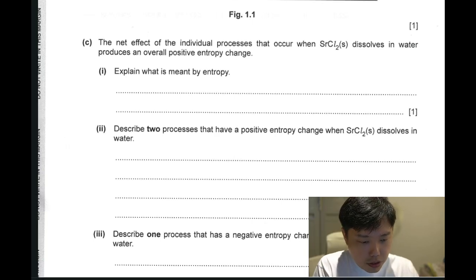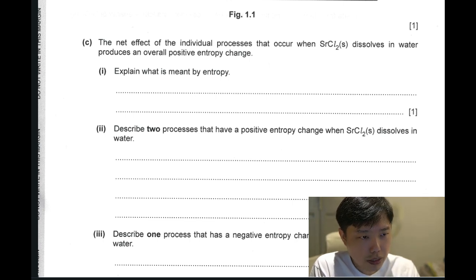Alright, let's continue with 2024 A-Levels Paper 2, Question 1c. The net effect of the individual processes that occur when strontium chloride dissolves in water produce an overall positive entropy change. Explain what is meant by entropy.